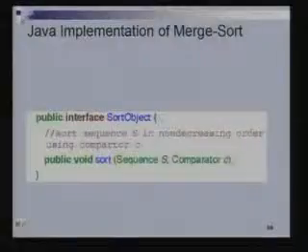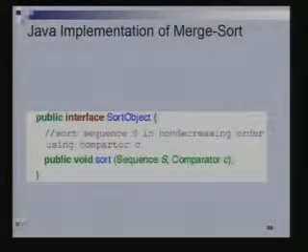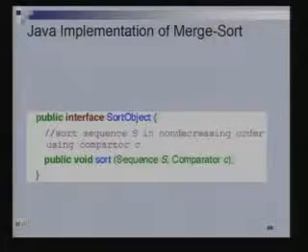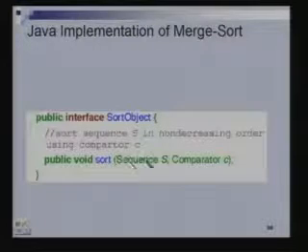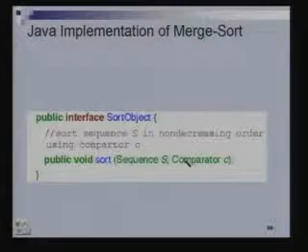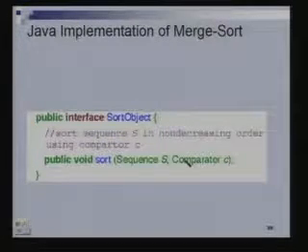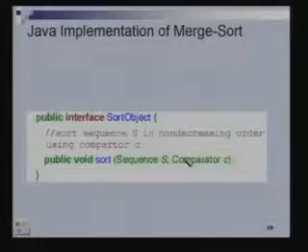So we are looking at a Java implementation of merge sort. You define an interface called sort object, which implements a method called sort, and this method requires a sequence and a comparator. Why a comparator? Because we are not just interested in sorting integers, we could be sorting anything. If I give you two objects, this comparator is going to tell me whether one is less than the other, greater than the other, and so on. Depending upon what you want to do the sorting on, you will design a suitable comparator.